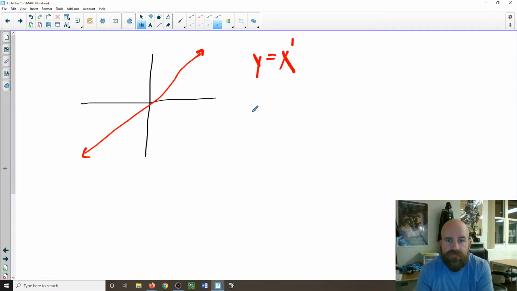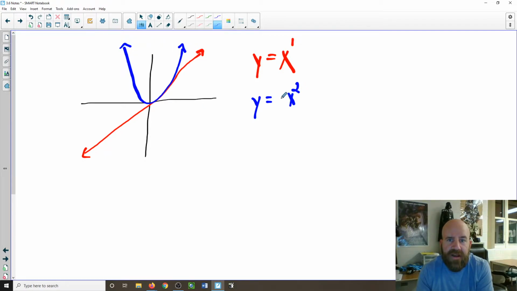If we think about x squared, positive leading coefficient, we know what x squared looks like. It looks like this. The positive leading coefficient tells us the right-hand side goes up, and the square tells us it's an even power, so both ends are going in the same direction.